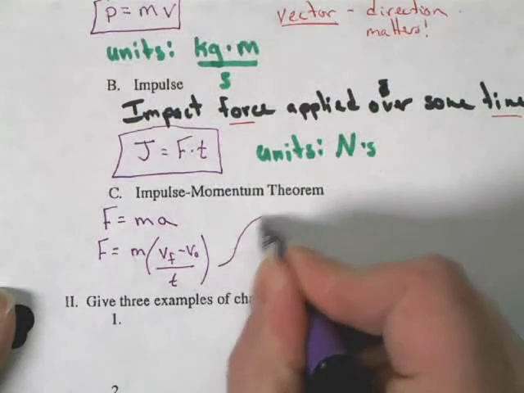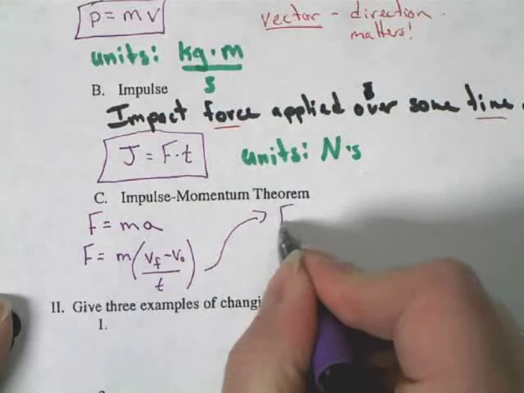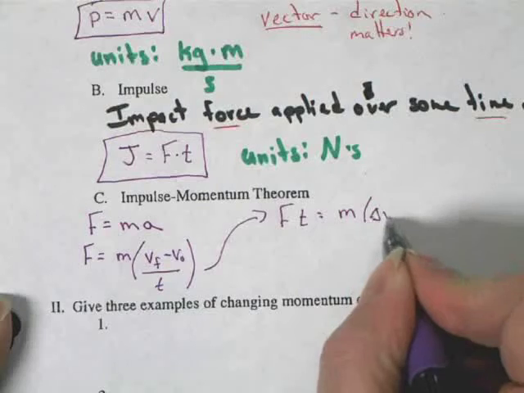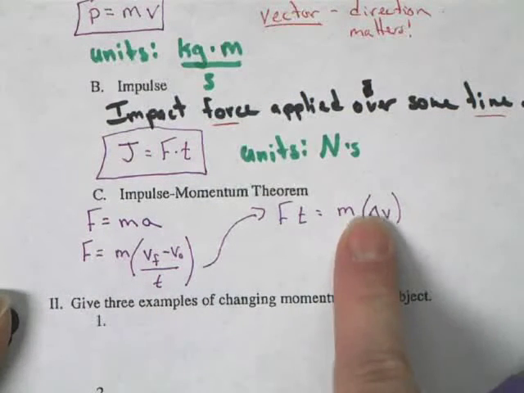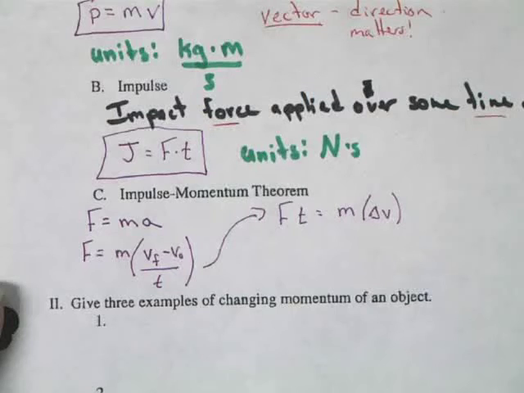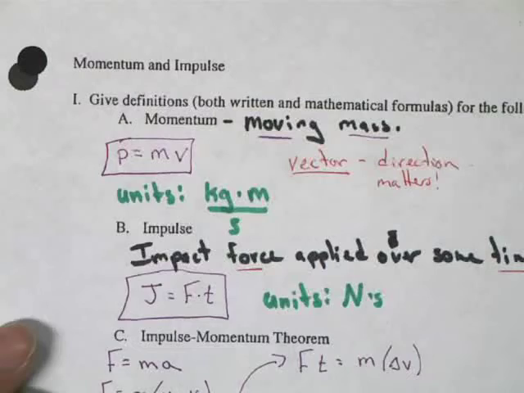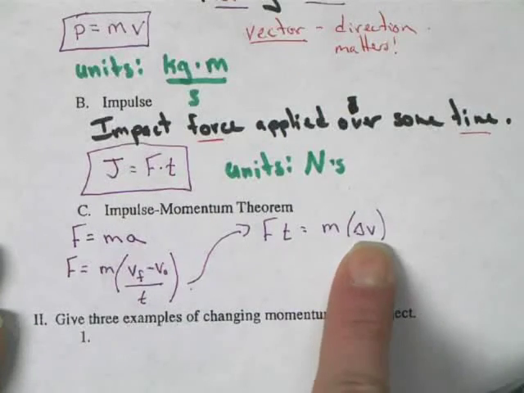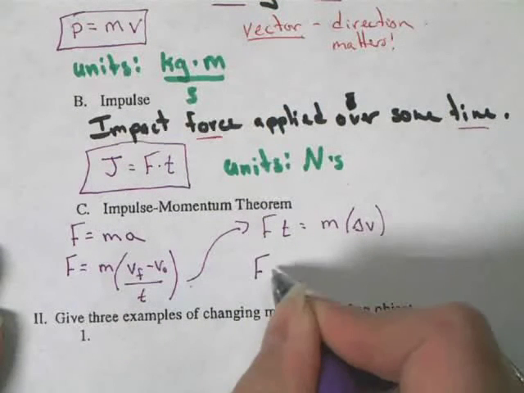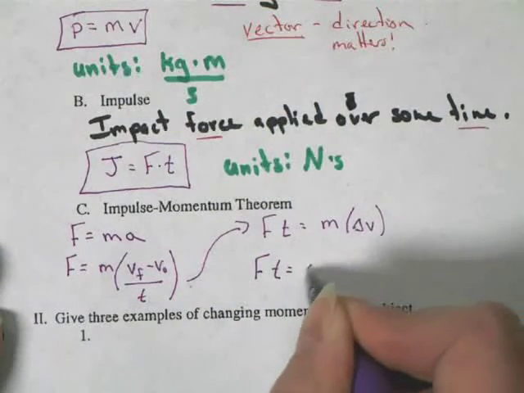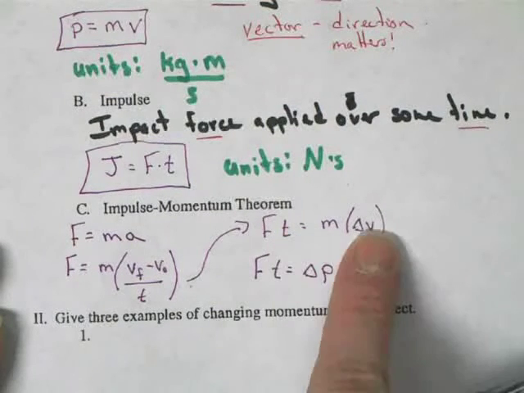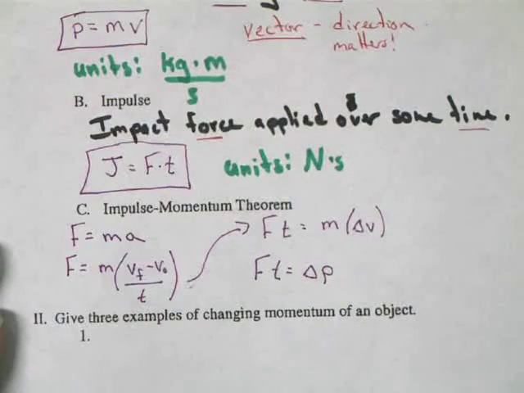If I just multiply it across, so let's come over here. If I multiply it across, force times time equals mass times that change in velocity. So V final minus V original is change in velocity, right? What's mass times velocity? Yeah, momentum. So what do I have here? Impulse is equal to mass times change in velocity. That means that impulse, force times time, is equal to the change in momentum. Because mass doesn't change, but the velocity changes.